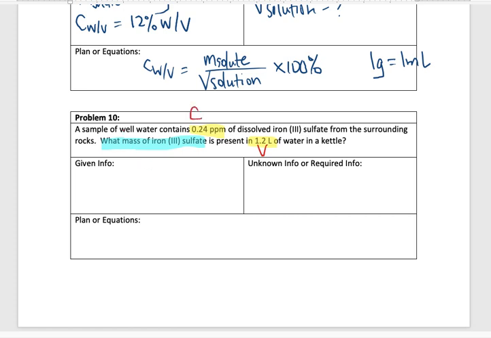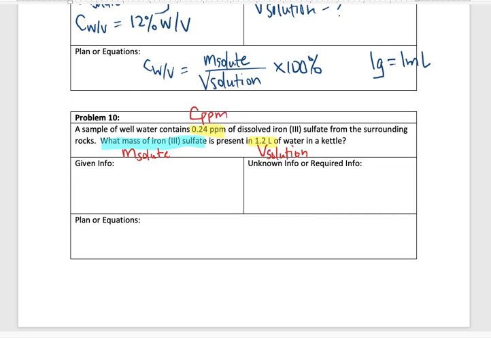We have a sample of well water that contains 0.24 parts per million of dissolved iron(III) sulfate from the surrounding rocks. What mass of iron(III) sulfate is present in a 1.2 liter kettle of water? So we have our solution, and the iron(III) sulfate mixed in is the solute. Then we need a parts per million concentration here, so there's ppm.